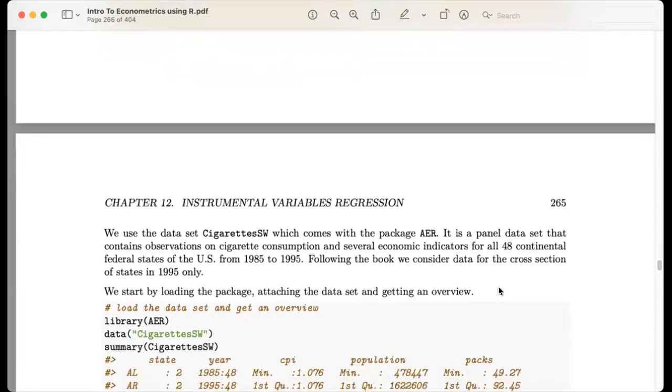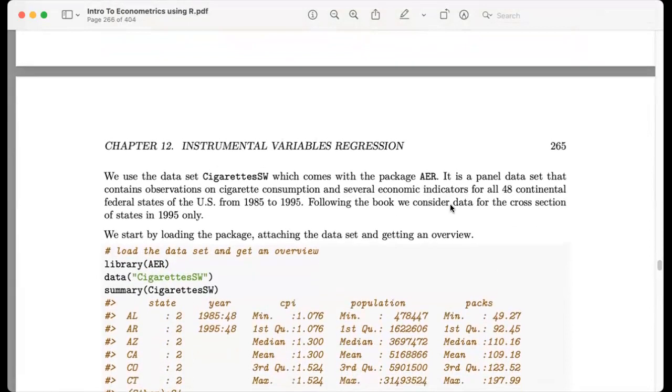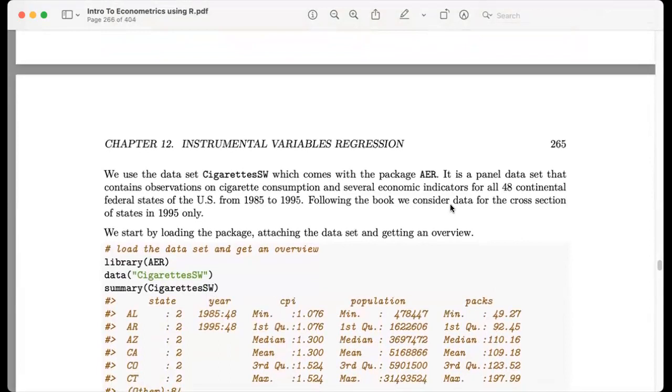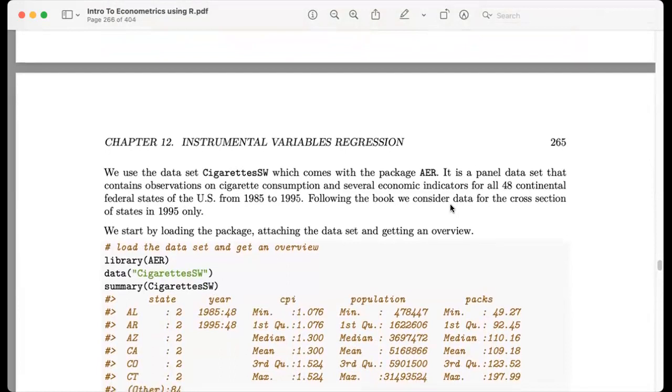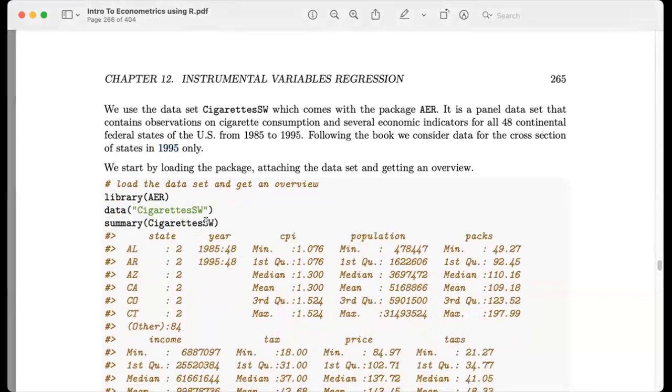So now we are going to use the data set on cigarettes, CigarettesSW, which is from the AER package. It's a panel data that contains observations on cigarette consumption and several economic indicators for 48 continental federal states in the US from 1985 to 1999. In this first example, he just wants to look at a cross section from the panel, and look at what happened in 1995: whether an increase in the price of cigarette led to a reduction in the quantity in the states considered in this study.